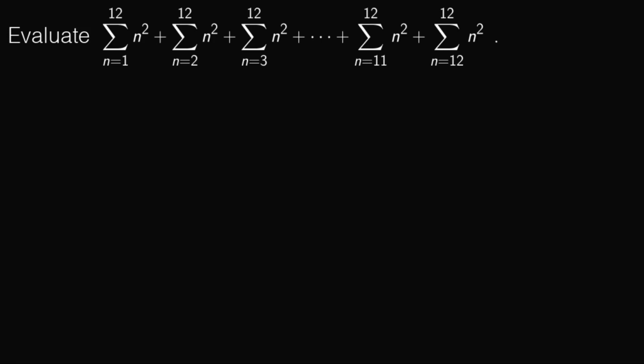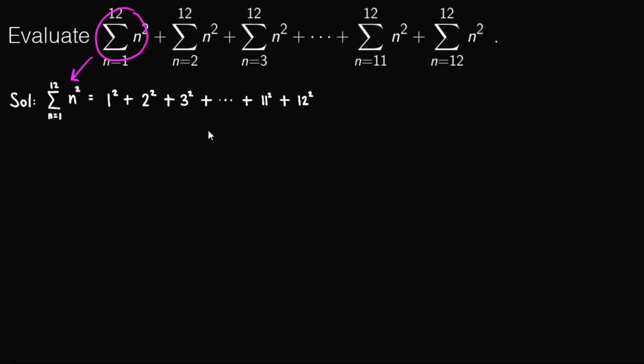Okay, so let's start. First, observe that if we expand this summation out here, we'll obtain 1 squared plus 2 squared plus 3 squared and so on, plus 11 squared plus 12 squared. So from this one, we expanded it into this form.